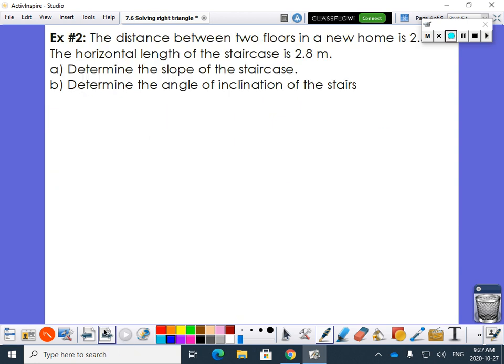All right, moving on here. First word problem. The distance between two floors in a new home is 2.5 meters. The horizontal length of the staircase is 2.8. So again, it's just coming up with the triangle that I think is the most difficult part. It says the distance between two floors of a home. So this is your second floor and this is your first floor. So the first thing you're going to do is draw two floors. First floor, second floor. I mean, you tell me, is that a triangle?